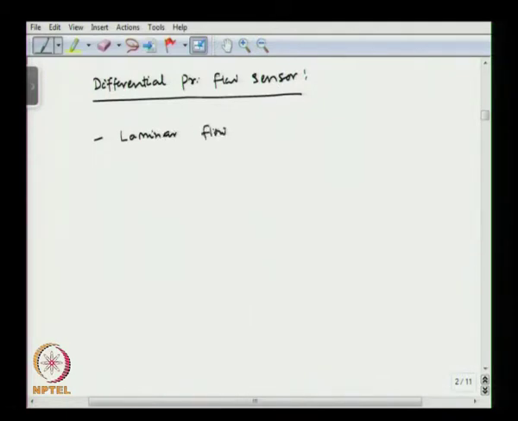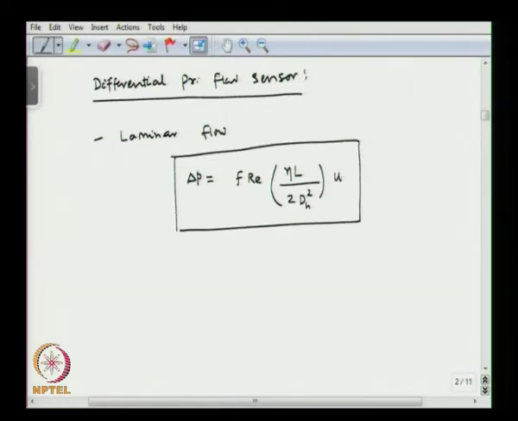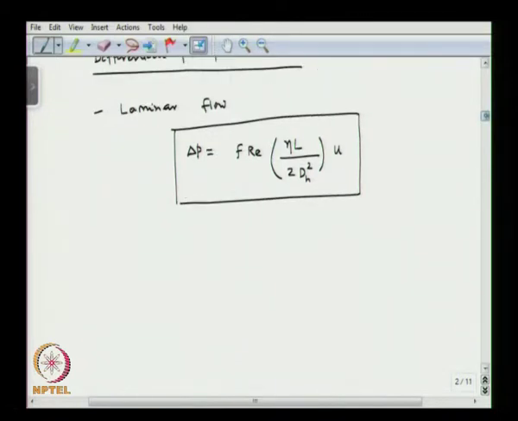So, in laminar flow the pressure drop delta P can be written as f Re into eta L over 2 dH square into U. Okay. So, that is the expression for pressure drop in case of laminar flow in a micro channel, and f Re for a rectangular micro channel, which is the channel cross section that we use quite often in microfluidics, the f Re value is between 50 to 60, okay.